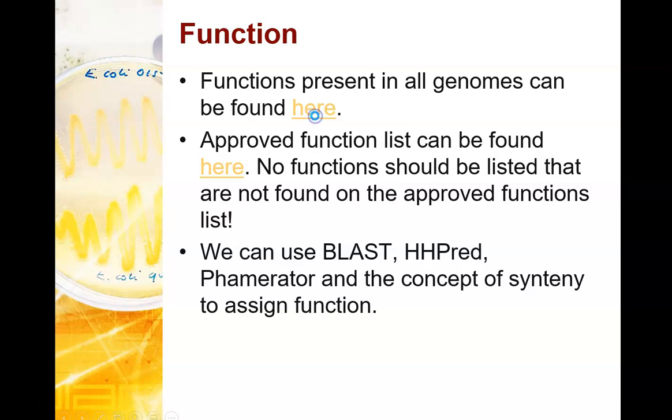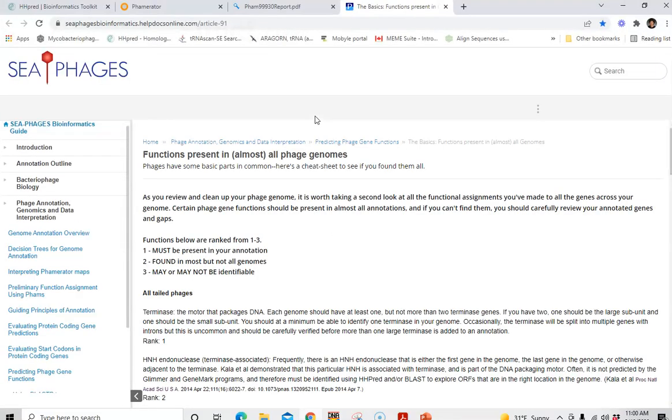So I'm actually going to follow this link right here. This will take us to the C phages bioinformatics guide. What we need to do is look, because there are functions that must be present, that all phages have. There are some that are found in most, but not all genomes, and there's some that might actually not even be identifiable.